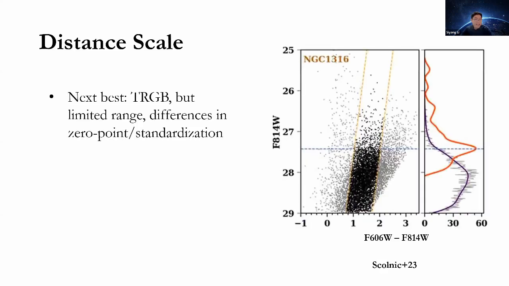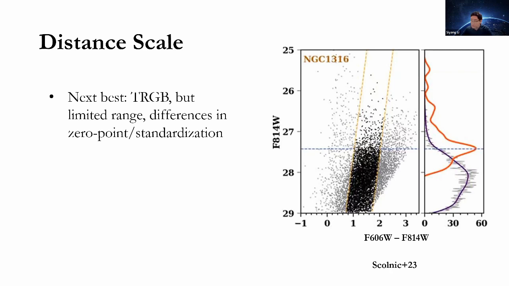I would say the next best distance indicator, aside from Cepheids, at least for the second rung of that distance ladder, would be the tip of the red giant branch, or the TRGB. The TRGB uses the maximum luminosity reached by red giants before they transition onto the horizontal branch as a standard candle. This manifests as a sudden drop in the number of stars when you look at a color magnitude diagram, for instance, as shown here on the right, where the TRGB is marked with the dashed blue line.